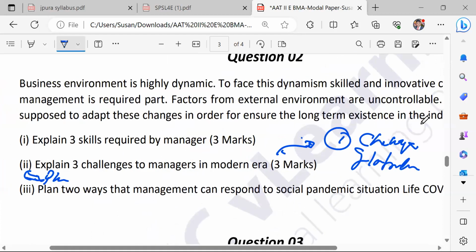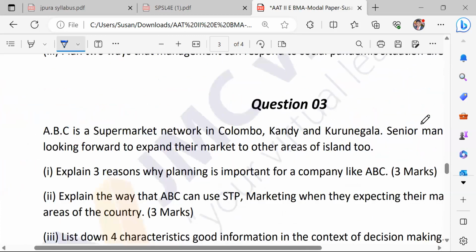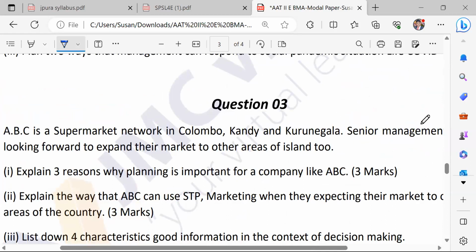There are 3 questions. If asked to explain 3 skills required by a manager and 3 marks are given, that means you get 1 mark for each explanation. Explain 3 challenges to managers in the modern era, 3 marks given, then you get 1 mark for each. Marks allocation is like that. You have to arrange your answer according to that.